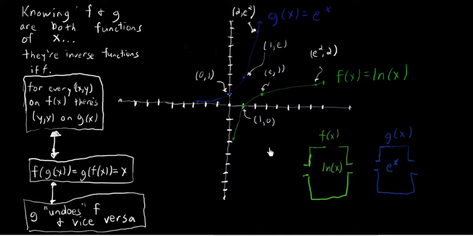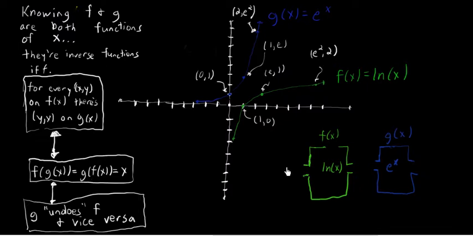Now I'm going to give you some intuition behind why the three statements that I said were equivalent are actually equivalent. If you know that both f and g are functions, you can deduce that they're inverse functions if any of these three criteria are met, and these three criteria are essentially saying the same thing.